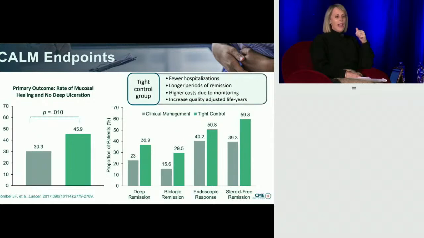When you look at the endpoints, you can look at this slide as glass half empty and glass half full. I used CalPro and CRP. I obsessively monitored. I went up to weekly as soon as I could, and less than 50% of my patients met the mucosal endpoint at a year. Depressing? Maybe. Maybe there are other reasons for that. Second, there was a significant p-value, but with symptoms alone, about a third of our patients met that target.